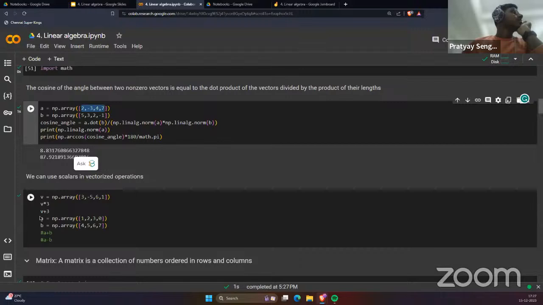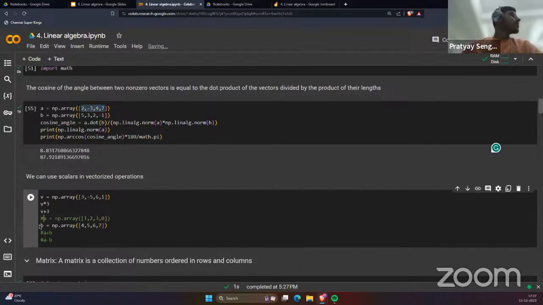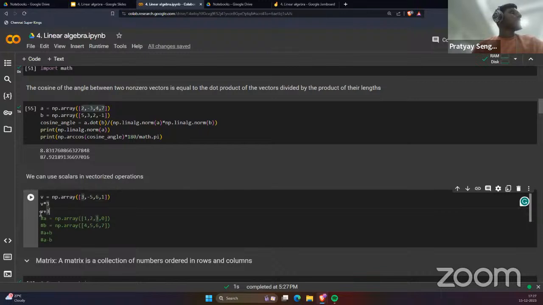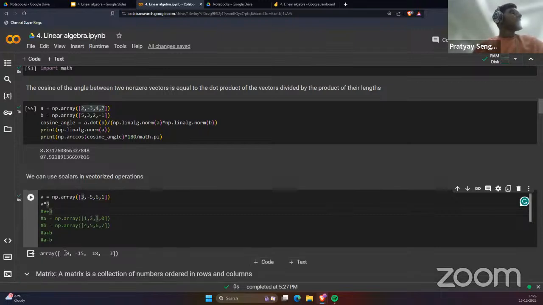Now we can do a couple of other things also. Let's move on. If you have an array, you can do scalar things as well. It's not always that you have to do that vector stuff, right? You can do scalar things, as in just multiply it by 3. It's a scalar change, so it will multiply everything by 3. So now you have 9, minus 15, 18, 3. That is scalar multiplication, right?